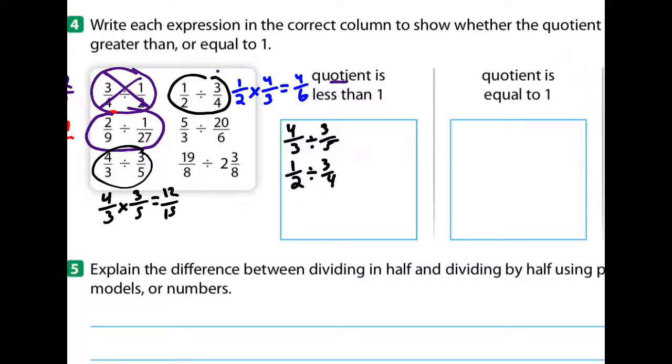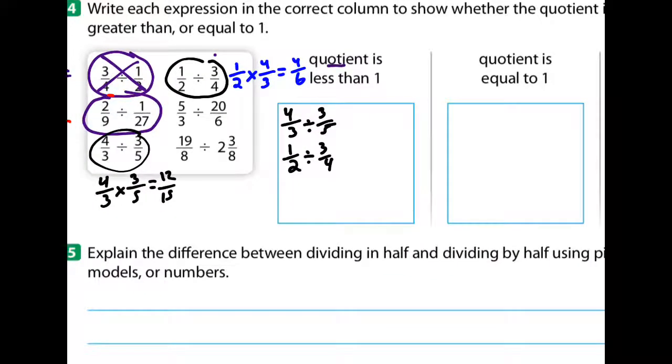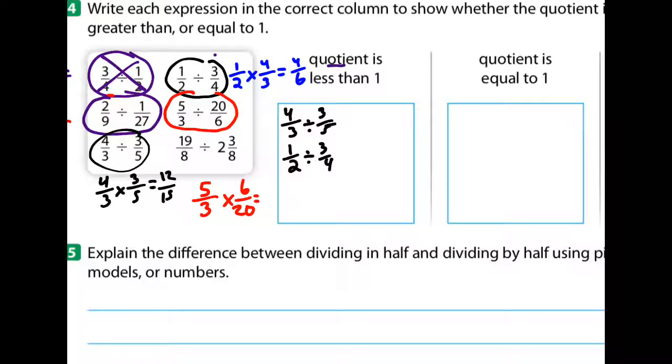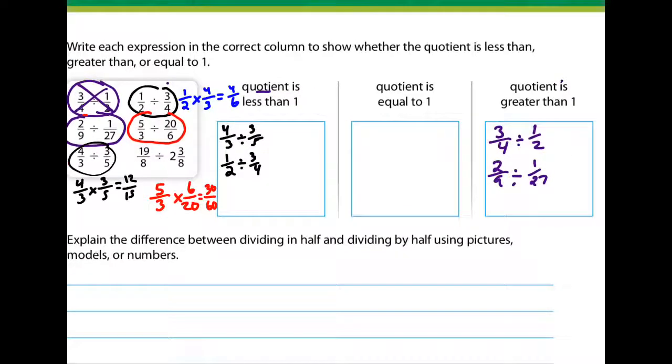Okay, so now let's do the one I'm circling in red. So we have 5/3 times 6/20. And that would get me 30/60. So that would get me half. So because 30/60 is half, which is less than 1, 5/3 divided by 20/6 is less than 1.